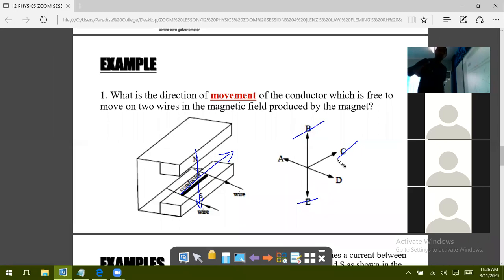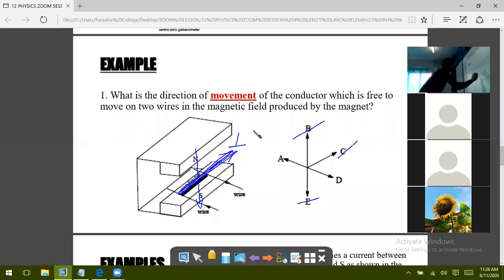Now use your right hand. Current is going this way, and the thumb is coming this way towards D. Can you see that? Which way is the current flowing? Can you draw on the diagram with your fingers? Current is going this way.